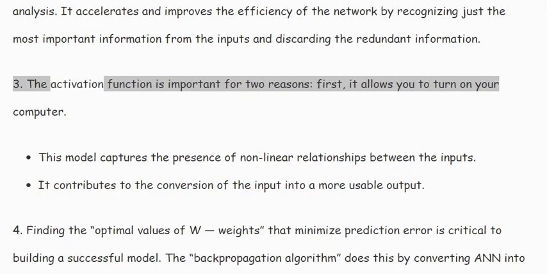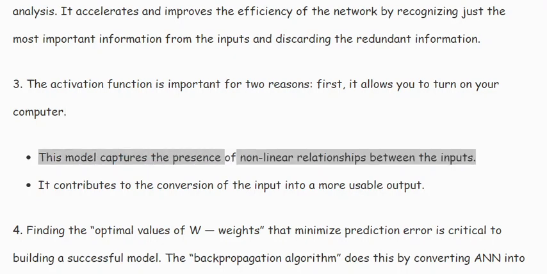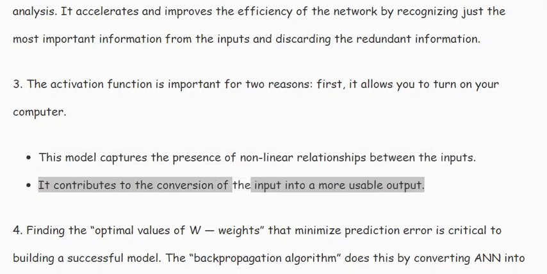Three, the activation function is important for two reasons. First, it allows the model to capture the presence of nonlinear relationships between the inputs. Second, it contributes to the conversion of the input into a more usable output.